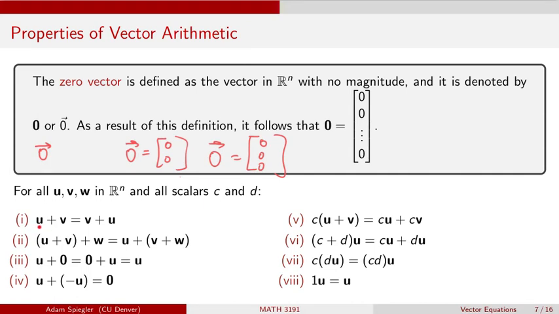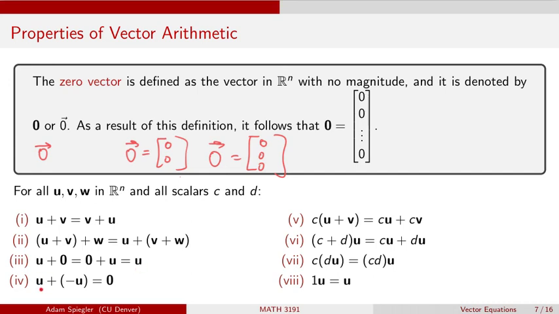So the order that we add vectors does not matter. This would be the commutative law. If I want to add 3 vectors together, it doesn't matter which 2 I add together first. So this would be like the associative law. When I take u and add the 0 vector to it, it doesn't change the vector u. I get back u. So that's kind of how the number 0 works as well.